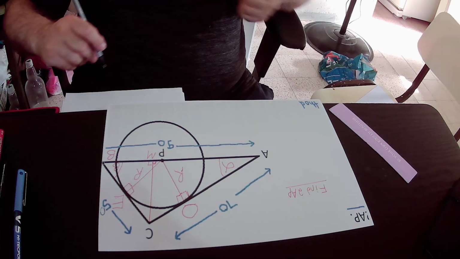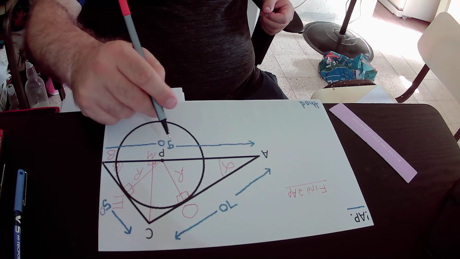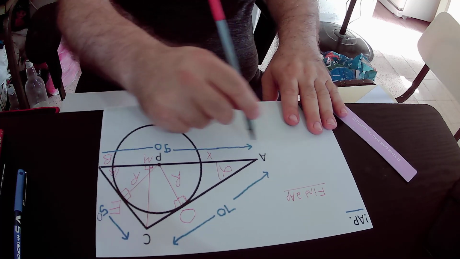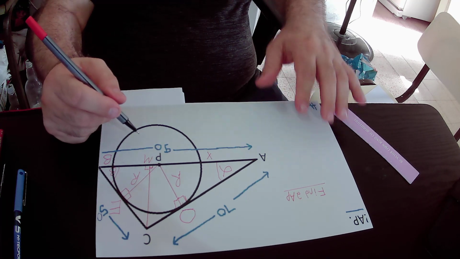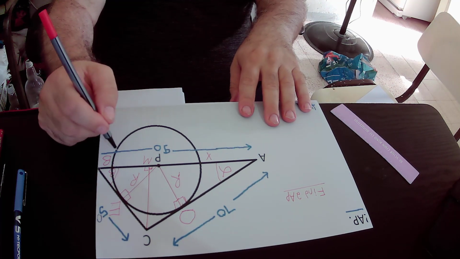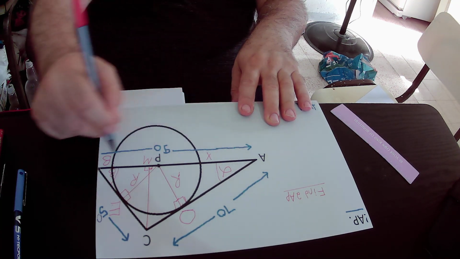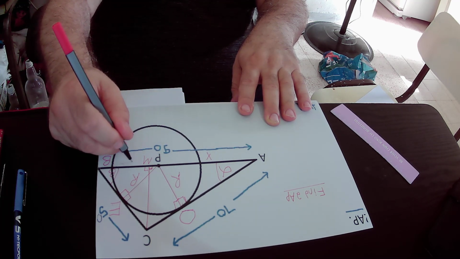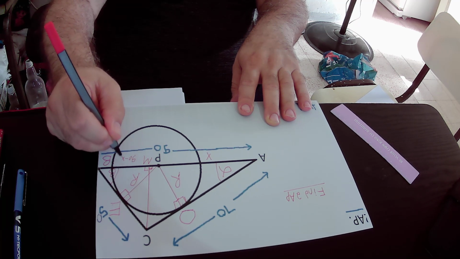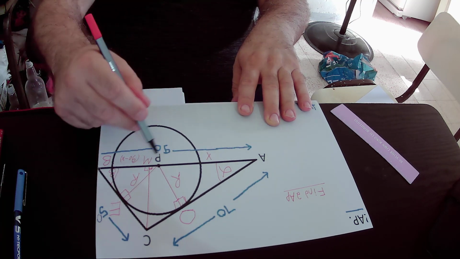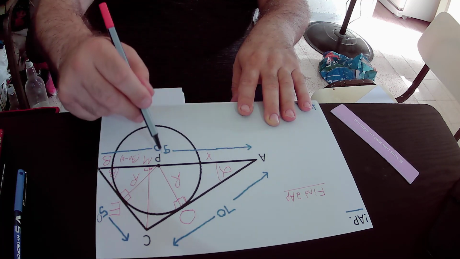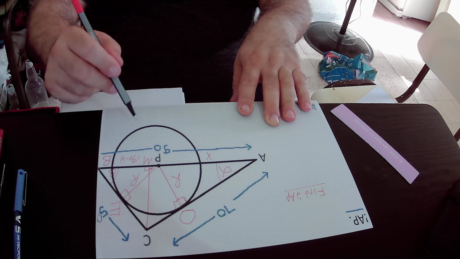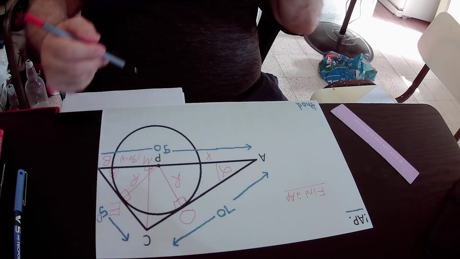We will also define AP as X. Okay, so AP equals X, and PB will be equal to AB, that is 90 units, minus AP, that is X. So PB equals 90 minus X. Again, PB equals AB minus AP, that is 90 units minus X.